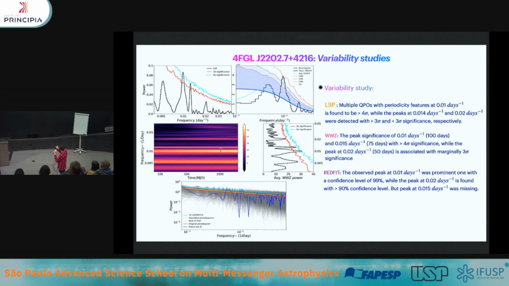As I said, I have used several methods to study this QPO feature. From the Lomb-Scargle periodogram (LSP) study, I found this source is showing multiple quasi-periodic oscillations, and these peaks are located at 0.014, 0.02, and 0.01. This LSP study is supported by the WWZ method. To estimate the significance of these peaks, I used the Monte Carlo simulation method, and we found that these peaks have significance greater than 3 sigma, which is very good.